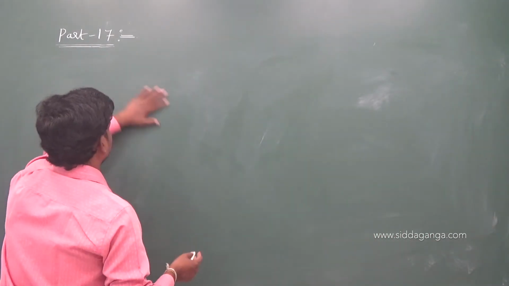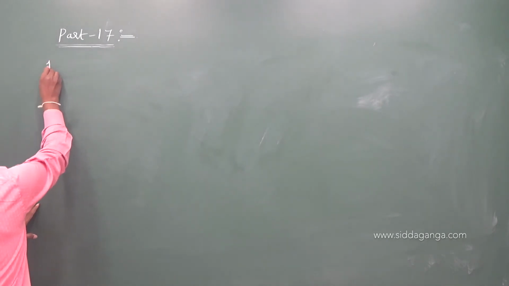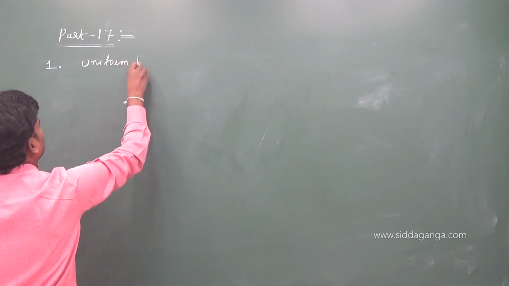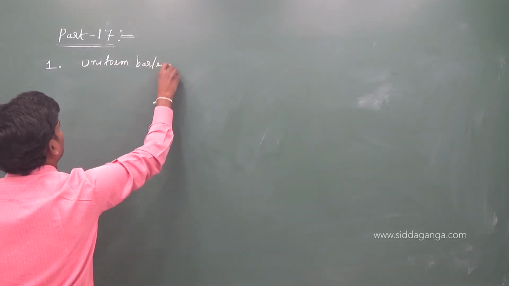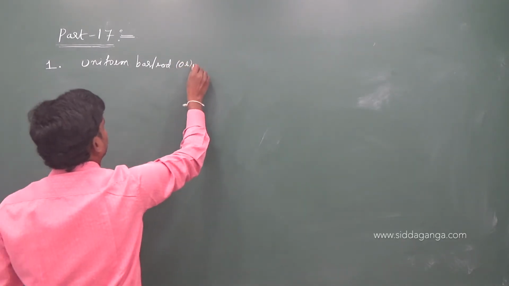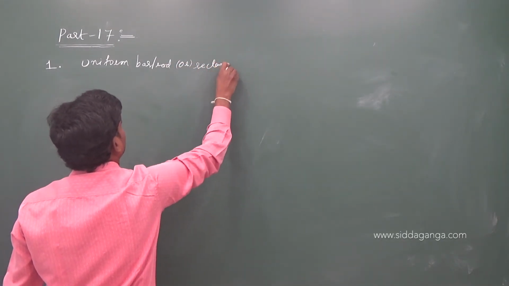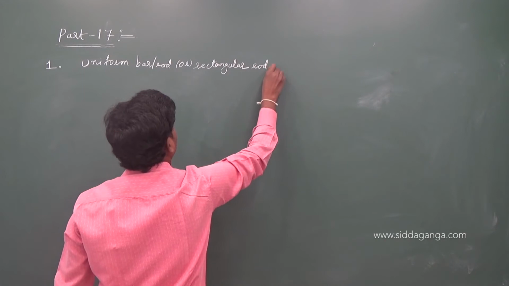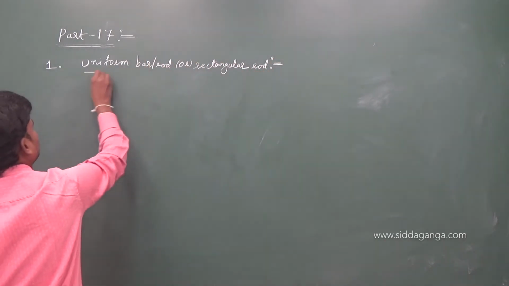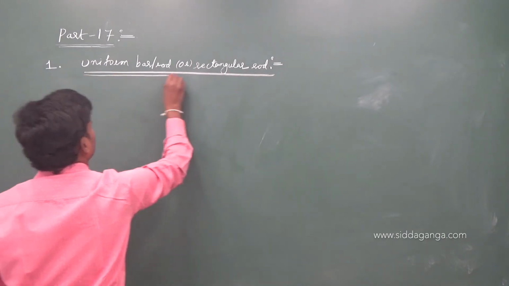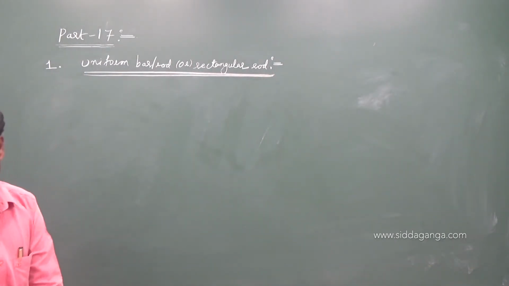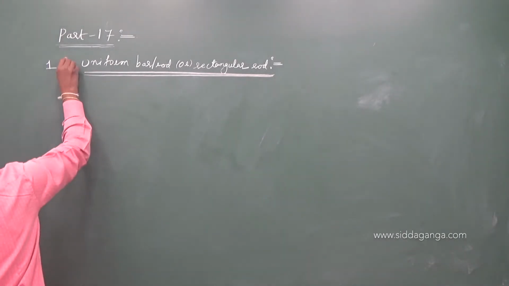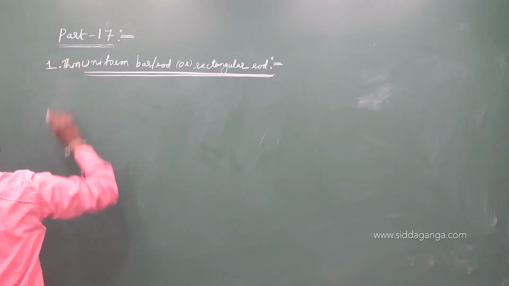Now the first object I am writing. First one, uniform bar, otherwise rod, otherwise rectangular rod, otherwise thin bar. So uniform bar, rectangular rod. Write the heading: thin uniform rod, otherwise rectangular rod. Better you write thin.